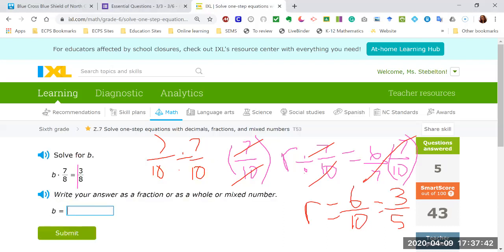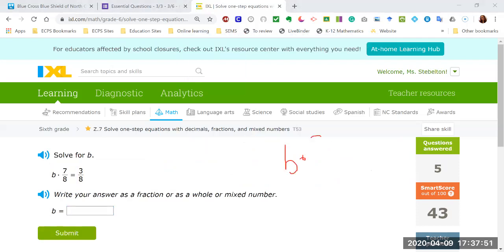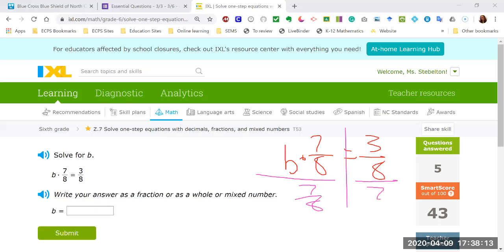All right. So I'll just do this last one because it is a different kind of problem, sort of. So this is b times 7/8 is equal to 3/8. If I'm using opposite operations to solve, the opposite of multiplication is going to be division. So I'm going to divide by 7/8, which gets rid of 7/8 here.